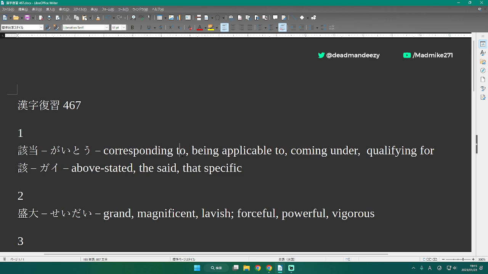Gai is the above said, or the previously stated, or that specific.